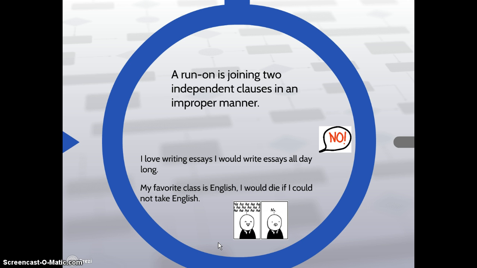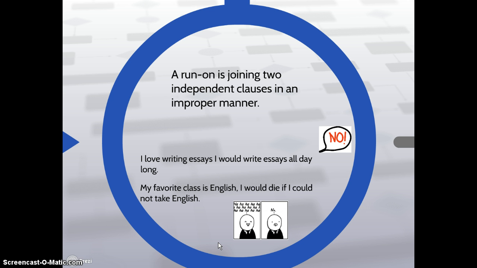English. Okay, so once again we have two independent clauses. My favorite class is English, that's understandable, has a subject and a verb. I would die if I could not take English, once again, subject, verb, complete thought. This time we've joined them together with a comma. Now commas are wonderful things and can do many things. One thing they cannot do is join two independent clauses. So now we have a run-on with a comma joining the two independent clauses is called a comma splice, but nevertheless it is a run-on.